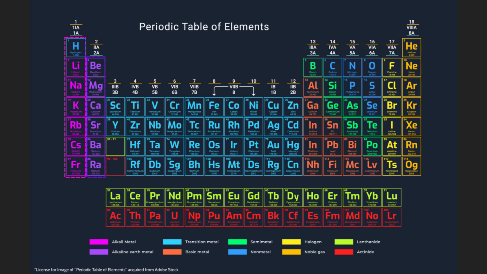In the second group are the alkaline earth metals. They have two valence electrons and are less reactive than the alkali metals. Nonetheless, they are still very reactive. The most common elements in this group are beryllium, magnesium, and calcium.